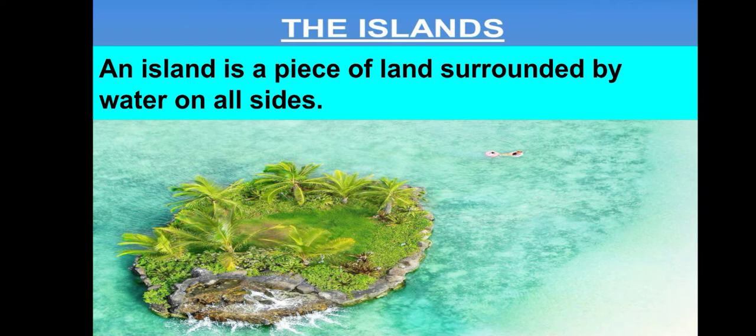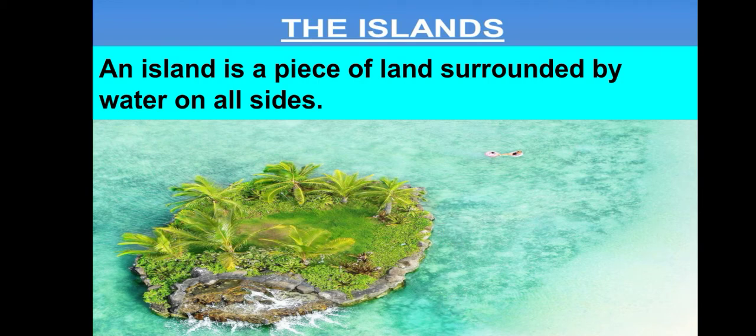Now, we will start the topic, the islands. Kids, an island is a piece of land surrounded by water on all sides. See, this is a piece of land and it is surrounded by water on all four sides. So, this is called an island.